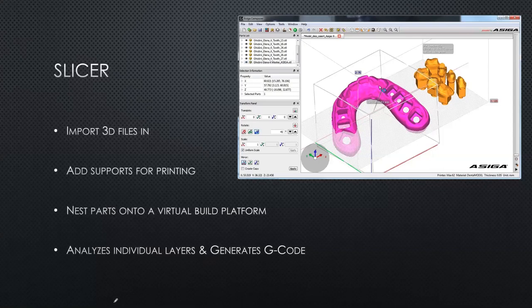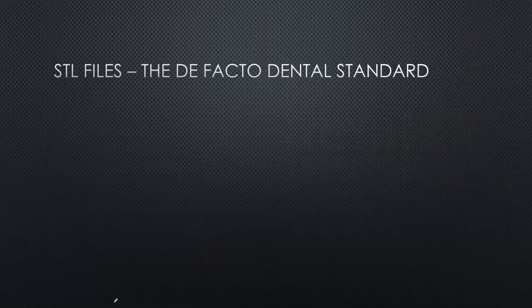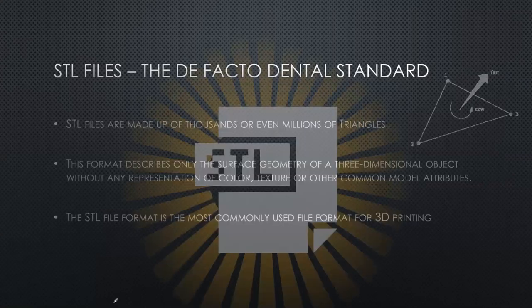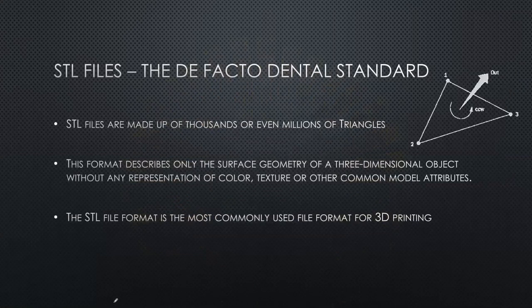So for file formats, the most common one you'll find in dental 3D printing is the STL file. In a nutshell, an STL file stores information about 3D models. The objects are made up of thousands or even millions of tiny little triangles called facets. The slicing software analyzes the coordinate data of each facet to determine what each individual layer will look like. The STL file format has been adopted and supported as the de facto 3D printing standard for the dental industry and the printing industry as a whole.